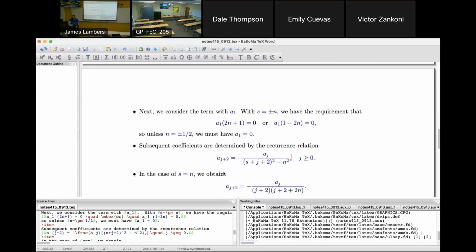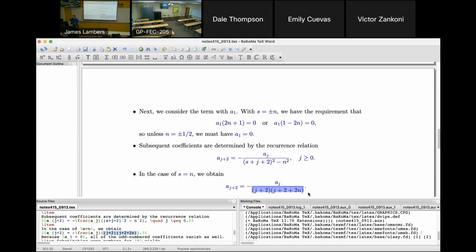I'm going to focus on the case of s equal to plus n. I'll go minus n later. So if I go ahead and set s equal to n, and I expand this, so n plus j plus 2, I'm going to get some cancellation. I'll have some n squared terms cancel. And this is what's left.